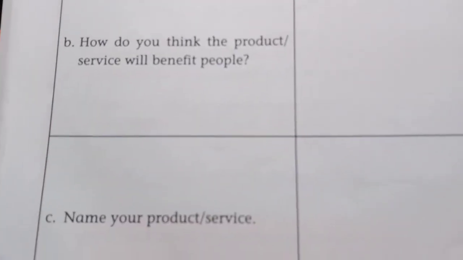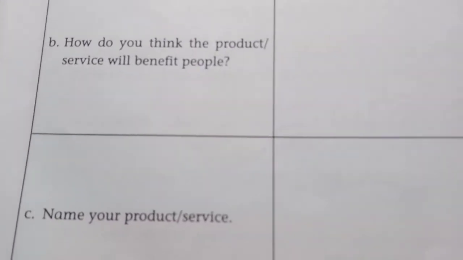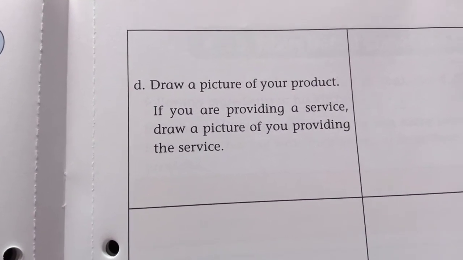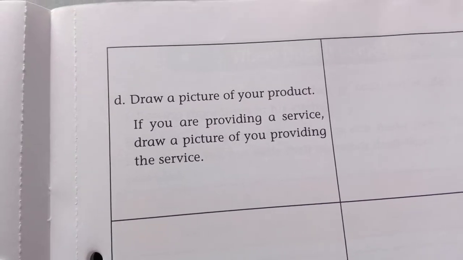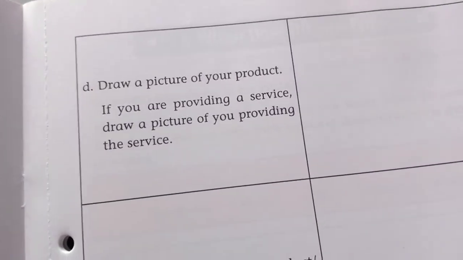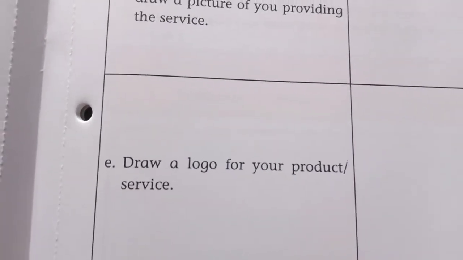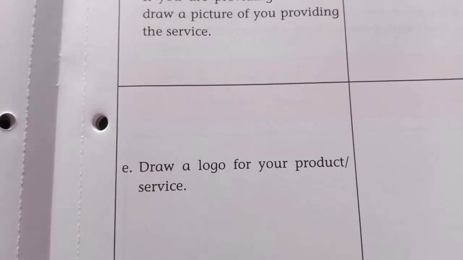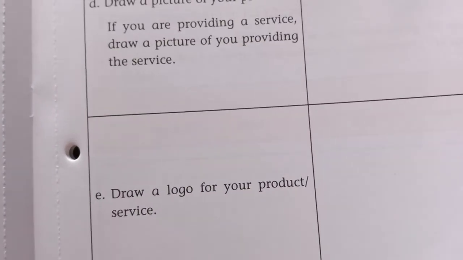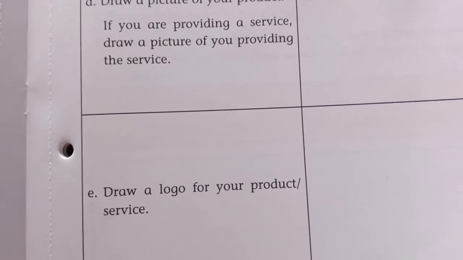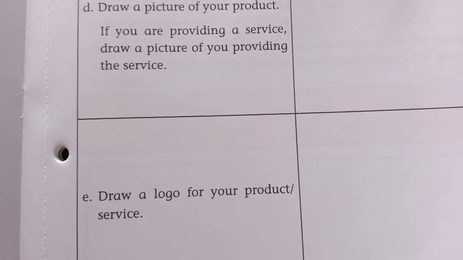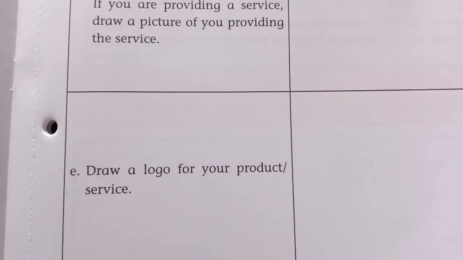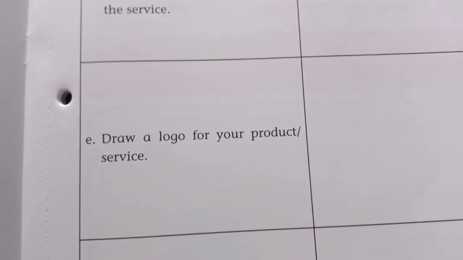Next, third one, name your product or service. So the product name or service name you have to mention here. Now fourth one, draw a picture of your product. If you are providing a service, draw a picture of you providing the service. The picture you have to draw. Fifth one, draw a logo of your product or service. The famous companies have logos, right? If you want your company to become a great one, you have to create a logo for that. You have to draw the logo also.